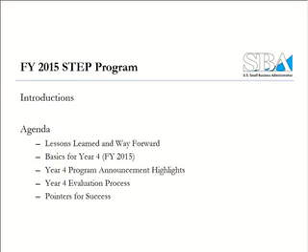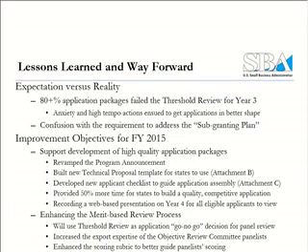Today's agenda consists of lessons learned and a way forward, the basics for Year 4, the Year 4 program announcement highlights, the Year 4 evaluation process, and some pointers for success that touch on several critical topics. Even though all 56 eligible applicants have applied during at least one of the previous 3 rounds of funding, numerous revisions to this year's program announcement means that there's a lot for you to consider as you build a quality application for Year 4. Let's get rolling. Next slide, please. The lessons learned and the way forward.